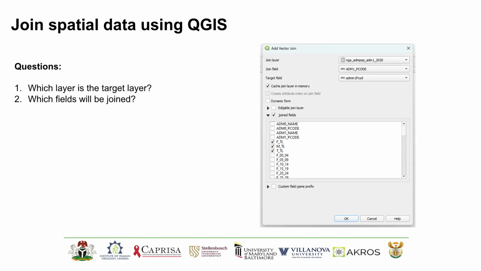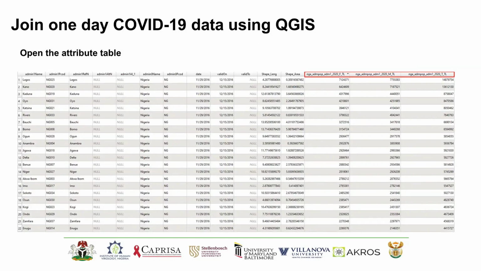At this point, it's worth asking which layer acts as the target layer and which one is the join layer, and which fields are being matched in the join process. Thinking through these questions helps reinforce the logic of spatial joins, a foundational skill in QGIS-based analysis. Now that we've successfully joined population data, let's practice joining another dataset, COVID-19 case data, for a single day.